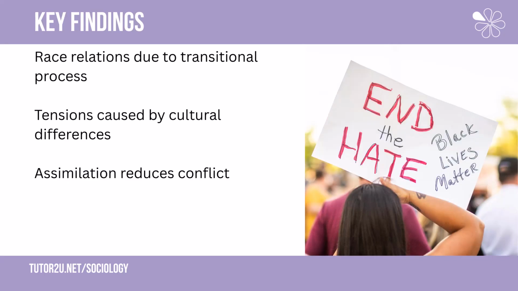The central argument of Patterson's model is that race relations represent a transitional process. Immigrants, she claimed, face short-term difficulties adjusting to a new culture, but over time, as they integrate and assimilate, these tensions will decline. Cultural differences in language, norms and traditions create temporary barriers, and racism is understood as a short-lived obstacle rather than a deep-rooted system of inequality. The solution, therefore, lies in assimilation. Once migrants adopt the host culture, social conflict will naturally reduce.